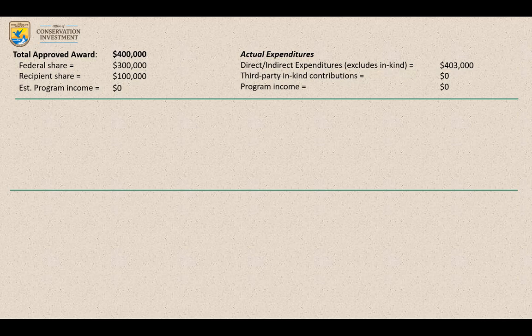Next, let's walk through how the recipient calculates the values to enter on their award final federal financial report. The first step is for the recipient to add the value of any applicable third-party in-kind contributions to the total amount of direct and indirect costs charged to the award. Since there were no third-party in-kind contributions, the adjusted outlays are $403,000.